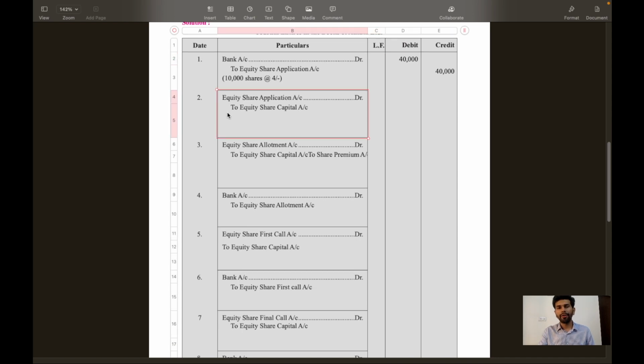Second journal entry for transfer of application money to equity share capital. Amount will be the same. For the first entry, narration will be being application money received on 10,000 equity shares, and narration for the second entry will be being application money transferred to equity share capital account.